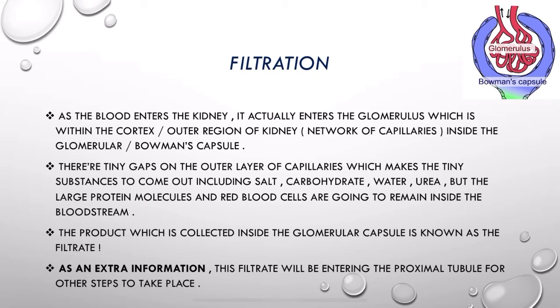As you can see in the picture, the Bowman's capsule can be known as the outer layer of the glomerulus. That means the glomerulus is inside the Bowman's capsule, and that green part, which in general is known as the renal tubule, but in detail, as extra information, can be known as the proximal tubule.